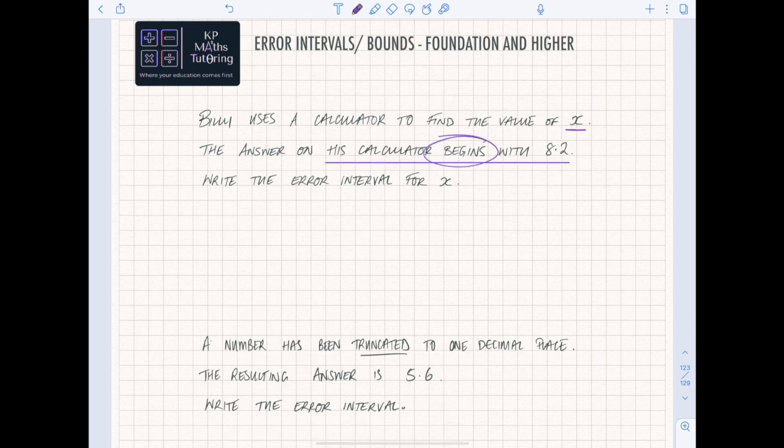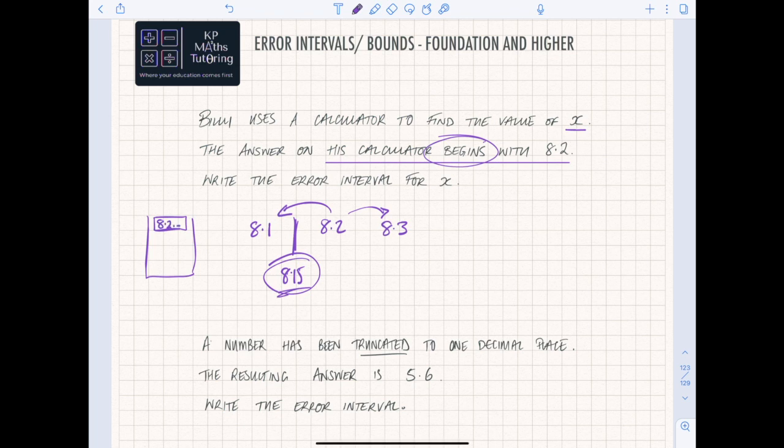This is really important. So the number on the calculator has effectively been rounded, but on the calculator, the first 2 digits you see are 8.2, which means I can't now do this. I can't go 8.2 and go 8.1, and I can't go 8.3 because I couldn't possibly have 8.15 here, because on the calculator, if you imagine Billy's calculator there, it starts with 8.2. So how could it possibly be 8.15?